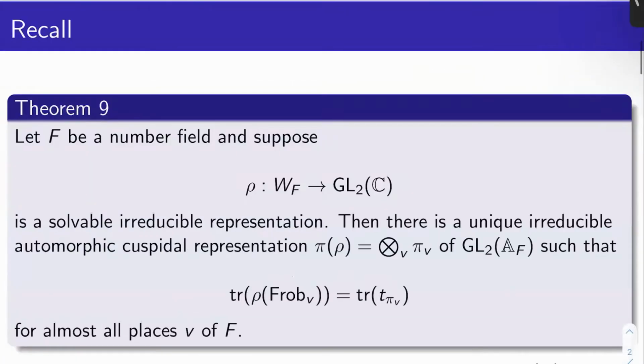So recall, what are we trying to prove? Theorem 9: let F be a number field, and suppose rho from the Weil group of F to GL2 of C is a solvable irreducible rep. Then there's a unique irreducible automorphic cuspidal rep, pi of rho, with local components pi sub v of GL2 of the Adeles of F, such that the trace of rho of Frobenius at v is the trace of the local Langlands class T sub pi sub v for almost all places v of F.